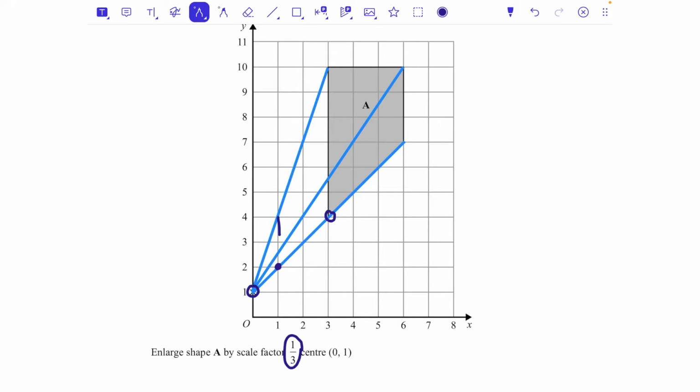We know it's 2 tall instead of 6 tall. I know instead of being 3 wide, it's going to be 1 wide. I know instead of being 3 tall here, it's going to be 1. And I know instead of being 3 diagonal squares across the middle of the squares, it's just going to be 1 diagonal square. And that's where my new enlarged shape is going to go.